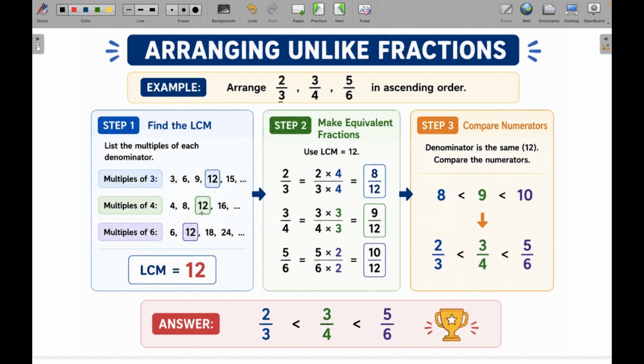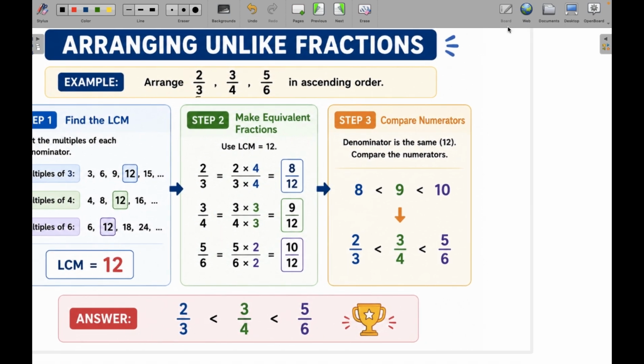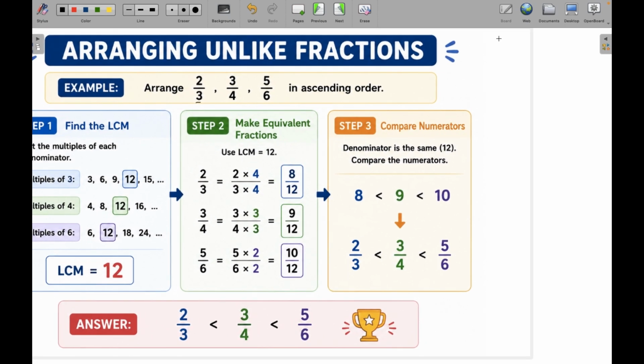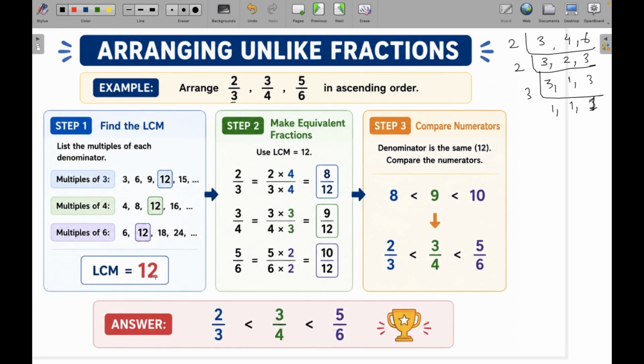We can either use the listing method, the factor tree method, or the division method using the cake and ladder method. So 3, 4, 6. Right, we'll start with 2. So 3 is not divisible, then we'll write 2 and then 3. Then I'll again write 2, then 3 and then 1 and then 3. Then we'll divide this with 3. So 3 ones are 3, 3 ones are 3. So 1 comes down and 3 ones are 3 again. So the LCM is 2 times 2 times 3, which is 3 2s are 6, 6 2s are 12. So 12 is the LCM.